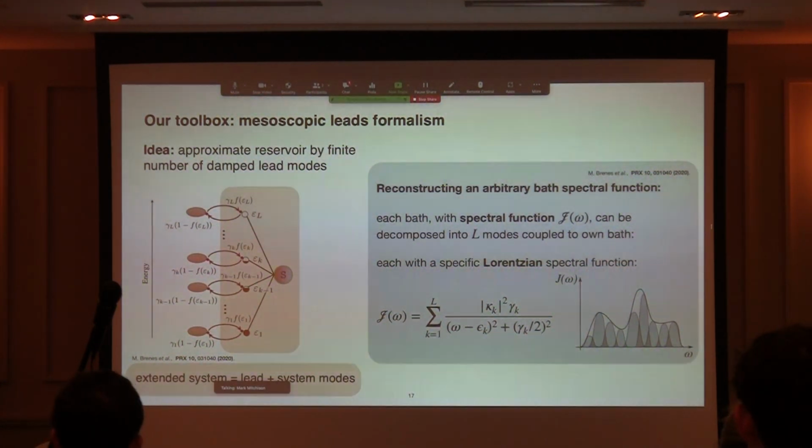Now, what's the benefit of going through this procedure? Well, one of the benefits that is quite striking is that you can reconstruct an arbitrary bath spectral function, J of omega. Why? Because all of those lead nodes individually see a flat spectral density from the bath that they're coupled to. But the system from each of the lead nodes sees a Lorentzian spectral function. That means if you weigh them and center them at different energies, the energies of the lead nodes, you can reconstruct in this way an arbitrary spectral density in this sum.